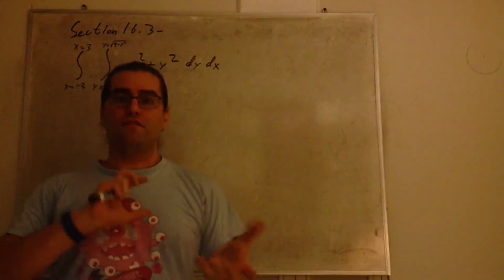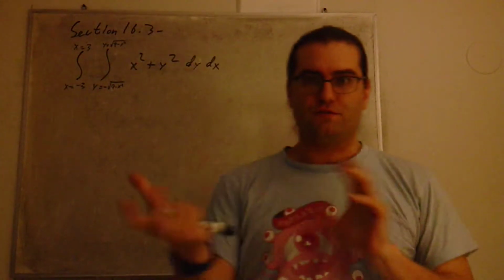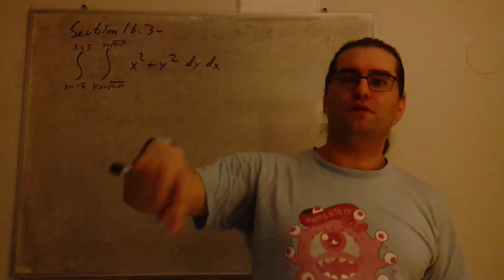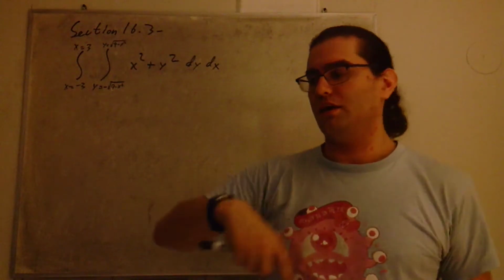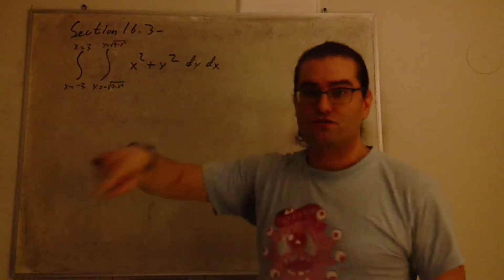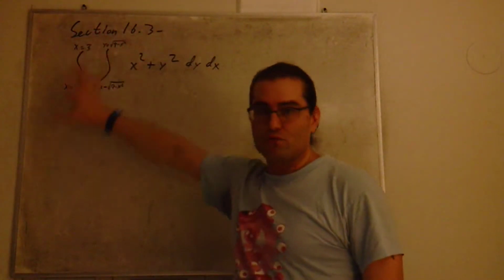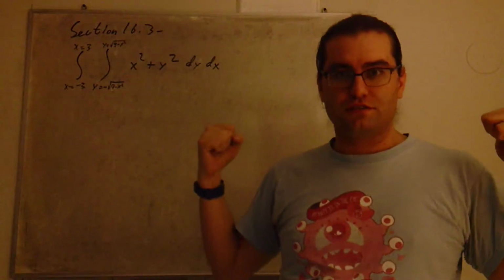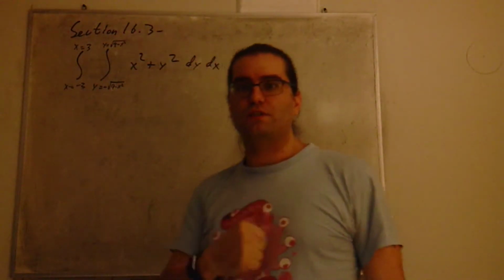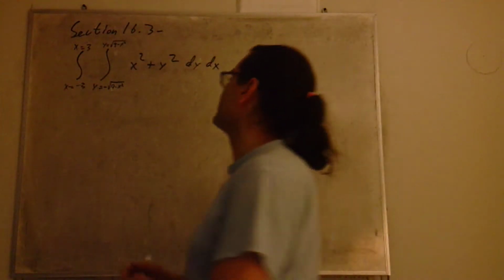So I have a very round shape, a nice round paraboloid. I'm finding the volume beneath this round shape in a circle. So I have a round function and a round region, and we're going to do this using dx and dy, rectangular coordinates. Let's get started.